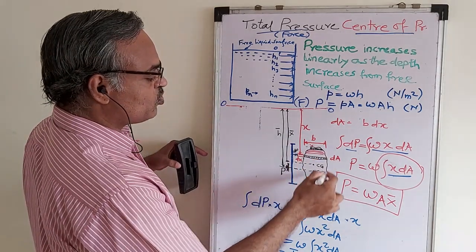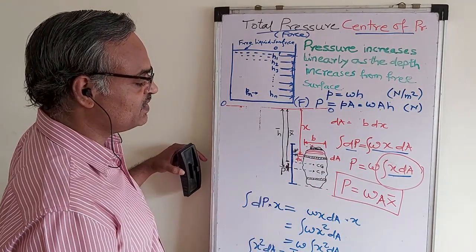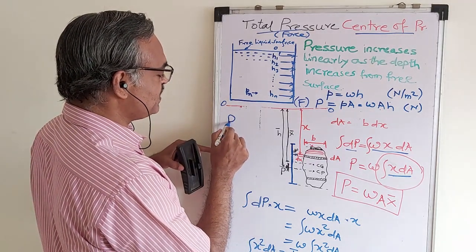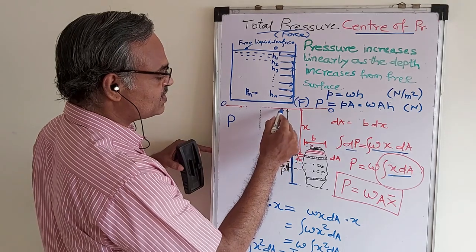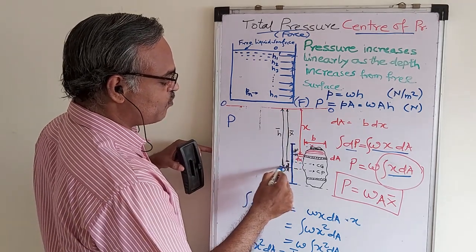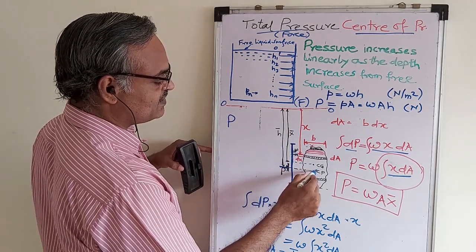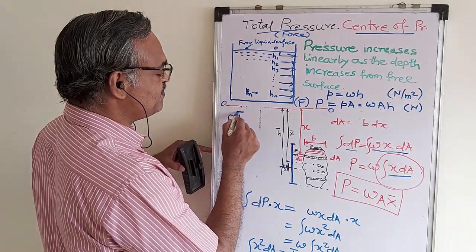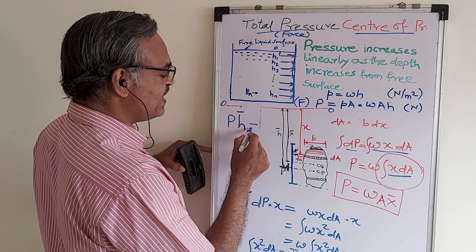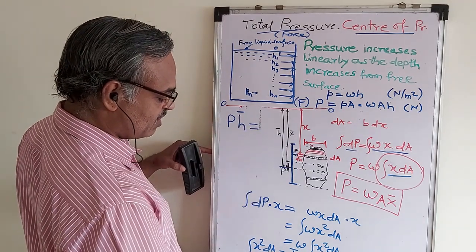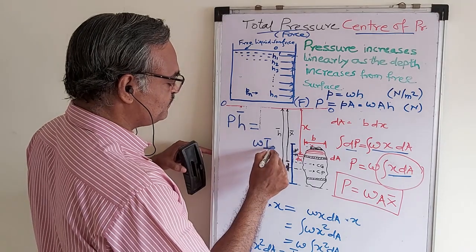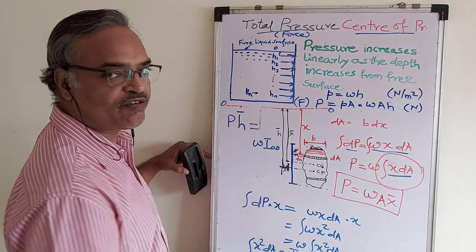So we have seen the total moment acting on this surface is equal to total pressure P and the distance of its point of application. That point of application is here, Cp, and its distance is h bar. So this is P h bar, and this P h bar is equal to what? Just now we have calculated W into IOO from this equation.